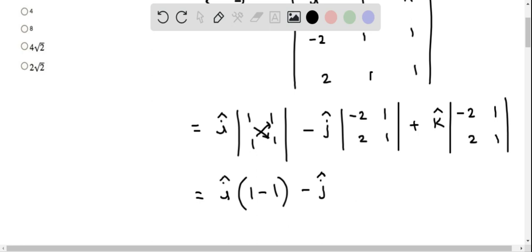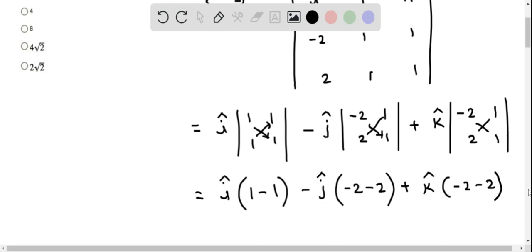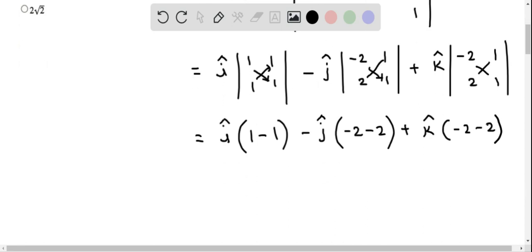Then put j vector, and here also we multiply the product of the diagonal, that is negative 2 times 1 is negative 2. We then put negative, and then 2 times 1 is 2. Then k vector, the product of the diagonal is negative 2, minus the product of the other diagonal, which is 2 times 1 is 2. So let's see that here 1 minus 1 is 0.